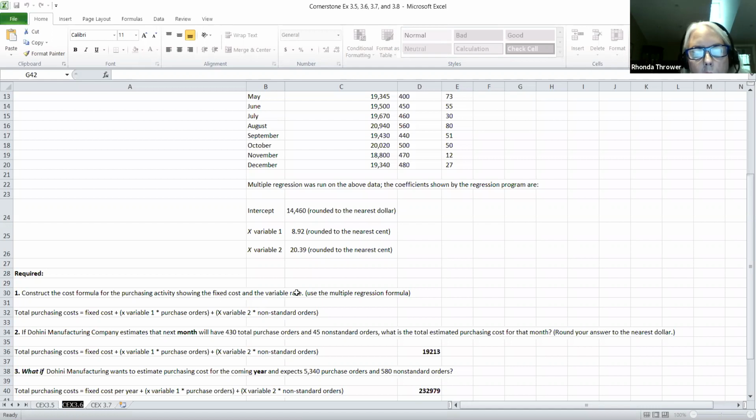They didn't give us what the orders would be, either purchase orders or non-standard orders. They weren't given in this first part. They just wanted you to prepare a formula. And that formula, once again, is just a modified version of the total cost formula we've been talking about. The fixed cost is the intercept. That's the term for fixed cost here. And the X variable 1 is the first variable rate that's going to be based on the number of purchase orders. And X variable 2 is based on the non-standard order.